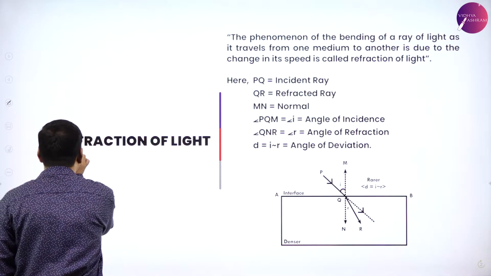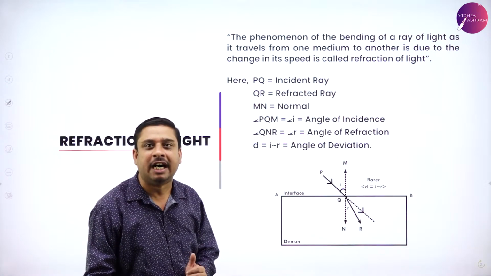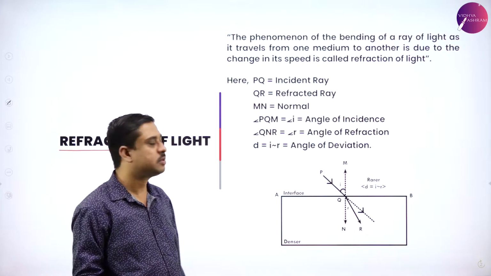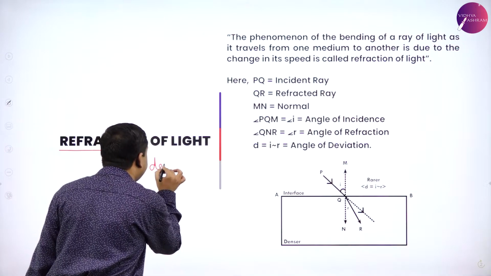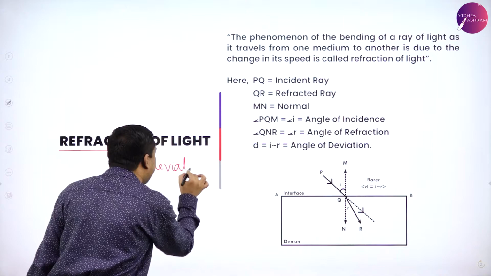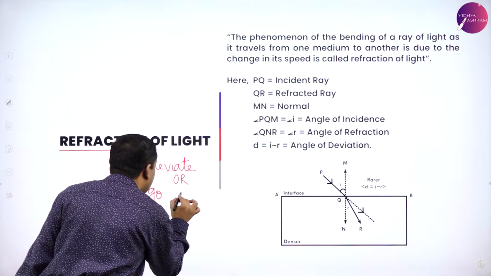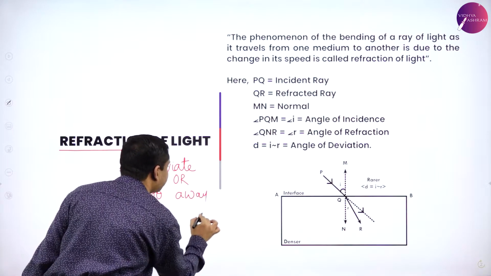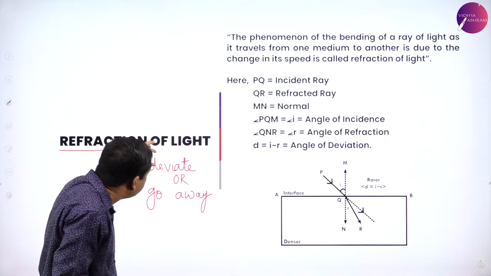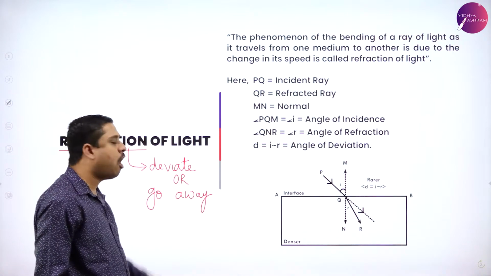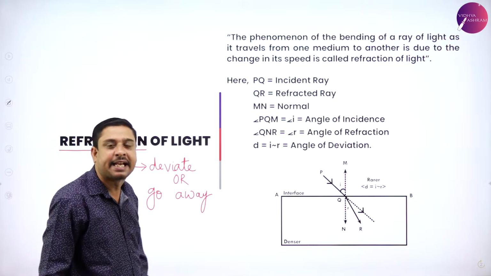To begin with, what do we understand by the word refract? The word refract means deviate, or it means go away. It is deviate from the actual path or going away from the actual direction.